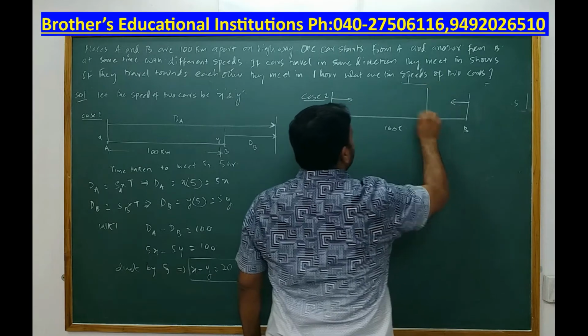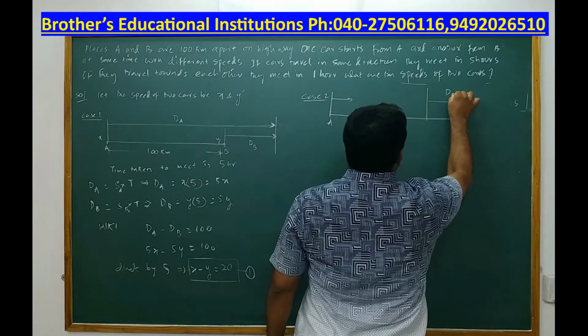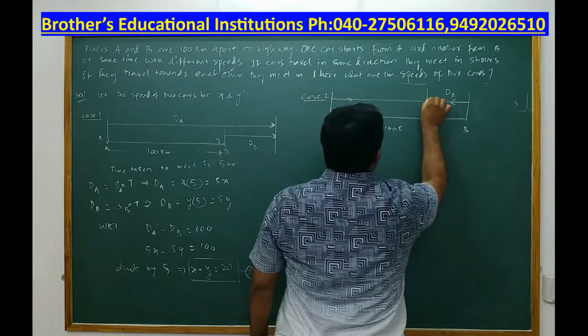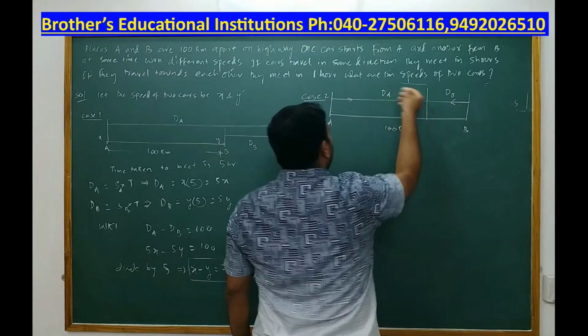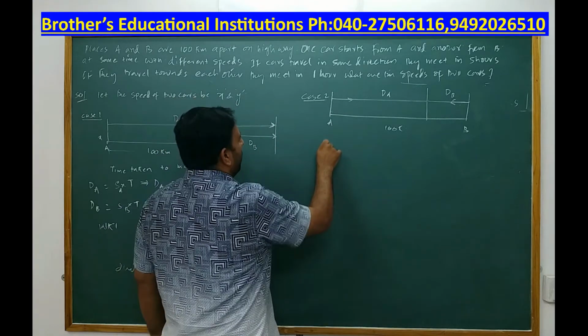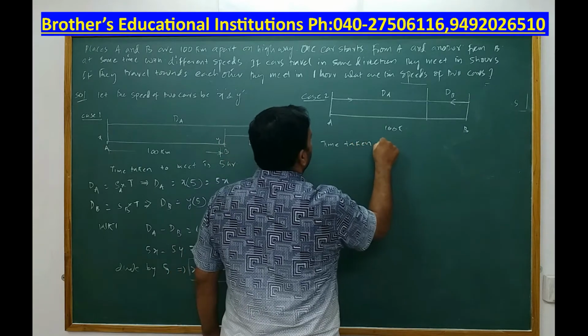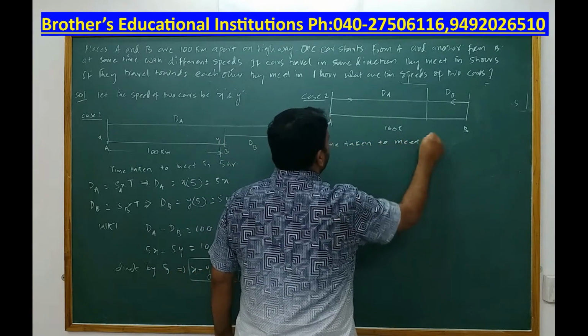So I will put, let us say both of them meet here. So this distance is covered by car B, and this distance which is covered by car A, I am calling as distance A. Again, you have a formula. Distance is equal to speed into time. So what is the time here? Time taken to meet is how many hours?